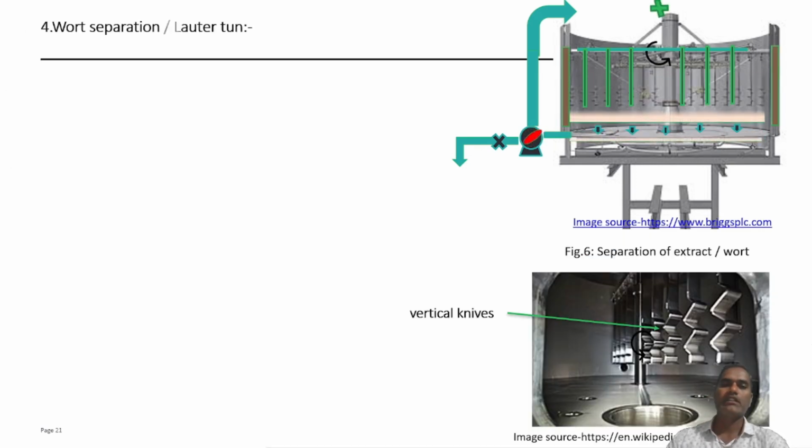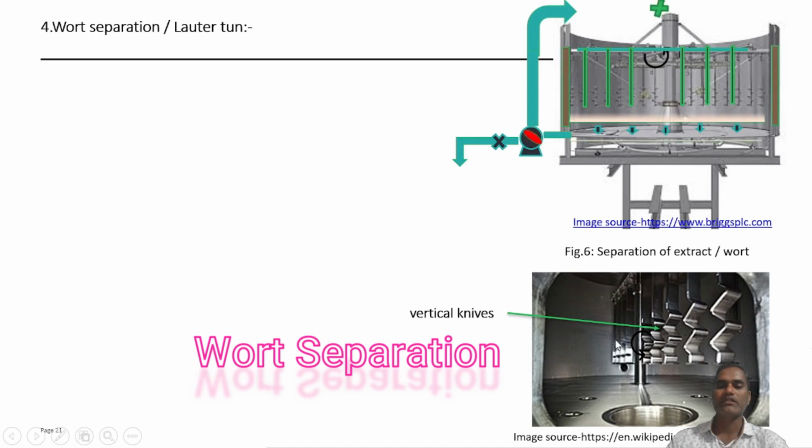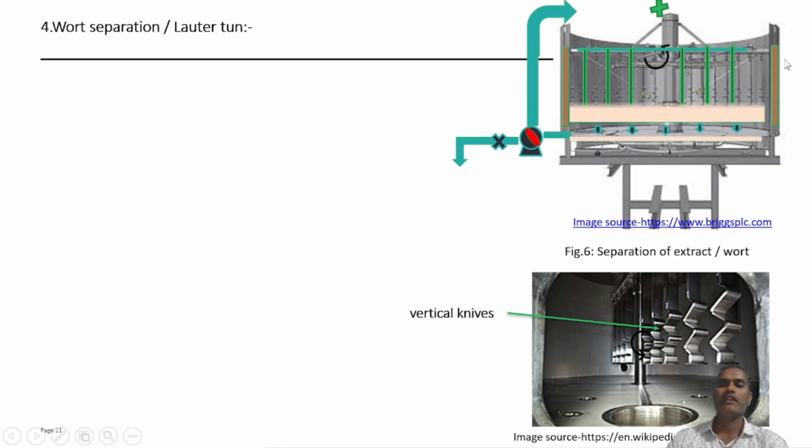The next step after the mashing process is called wort separation. That means the soluble substances are separated from the spent grain, in the same mashing tank in which the wort separation is carried out. At the bottom of this tank there is a perforated sieve system, and at the top there should be agitators, which are continuously rotated inside the mashing stage.